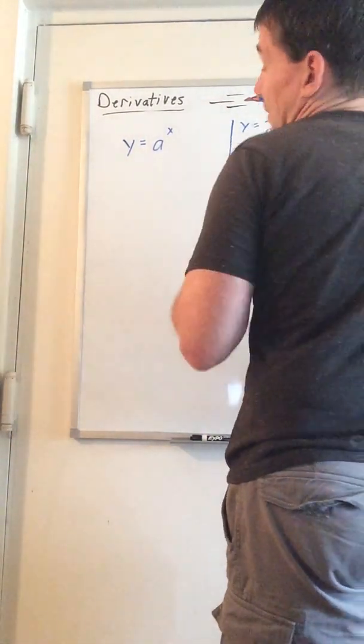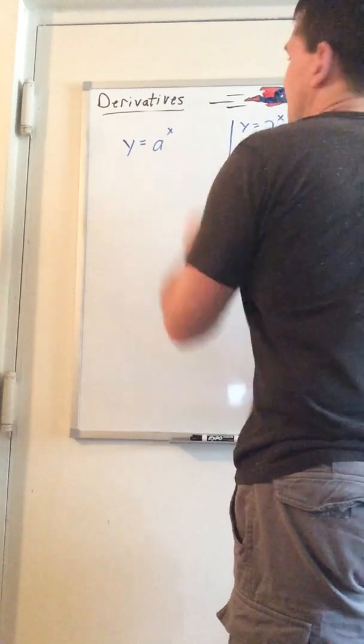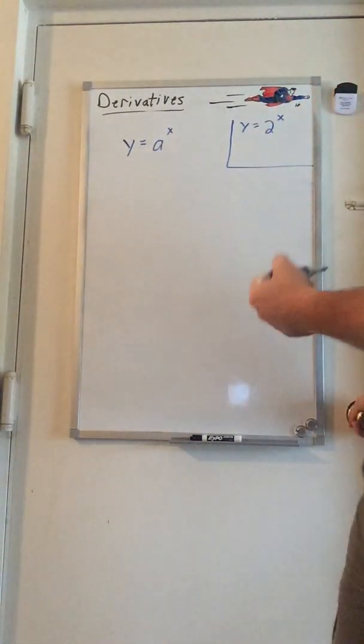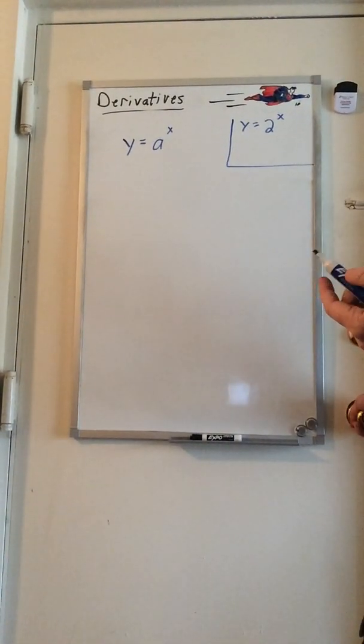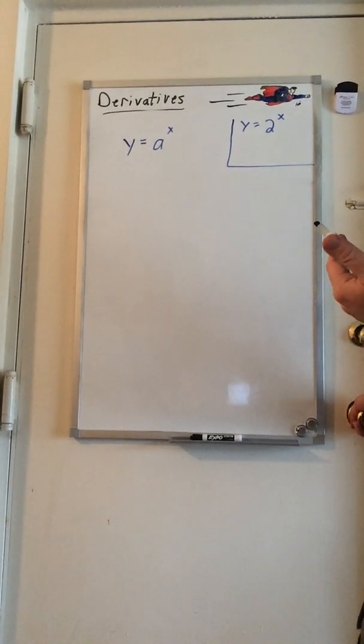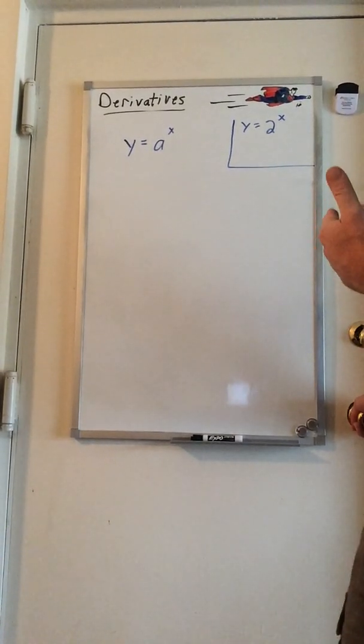I want to take the derivative of this. Well, the problem is that x is a power, and I have no idea how you take the derivative of x as a power like that. So I want to get rid of it.